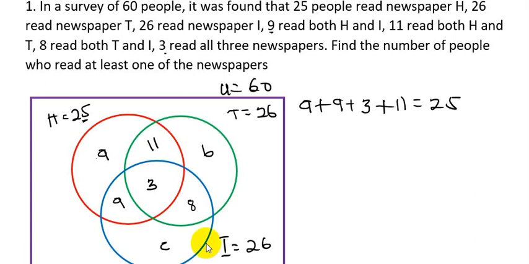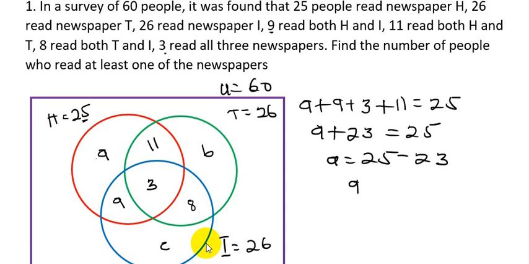From there, what do we have to do? We have to group them. 9 plus 11 gives us 20, and 20 plus 3 gives us 23. So we get A plus 23 equals 25, which means A equals 25 minus 23. Then our A gives us 2. So the place where we put A is giving us 2 for the red.